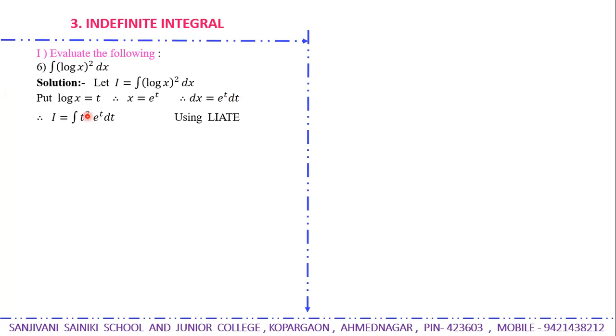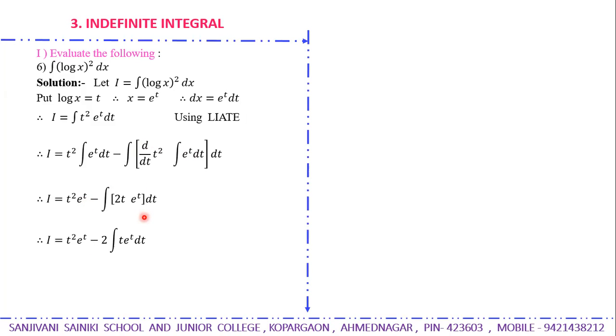So using LIATE, t square is the algebraic function and e raised to t is the exponential function. So keep first function as it is, integration of the second minus integration d by dt of the first function into integration of the second function. So t square e raised to t minus integration of 2t into e raised to t dt. So t square e raised to t minus 2 in bracket into integration of t e raised to t dt.